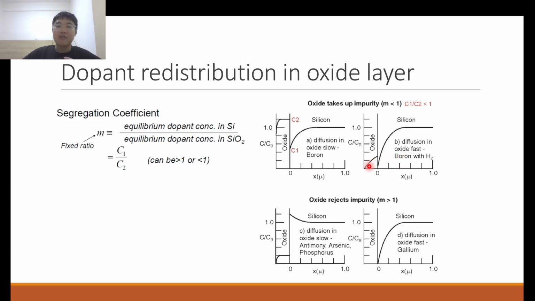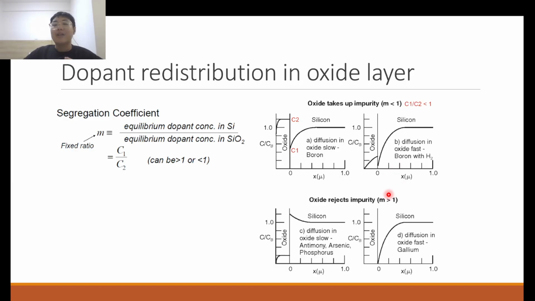However, if the diffusion of the dopants through the oxide layer is fast, then these dopants will be released into the air or into the environment. And when they are released into the environment, we see a dropping off of the dopant concentration in both the oxide and the silicon layer below it.